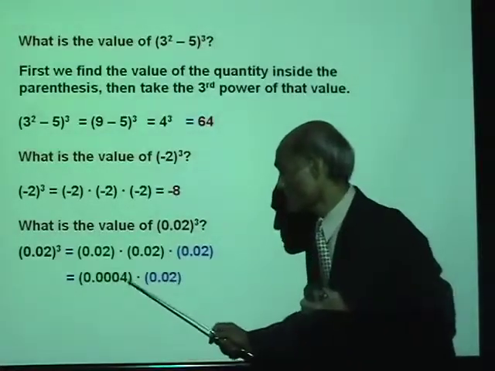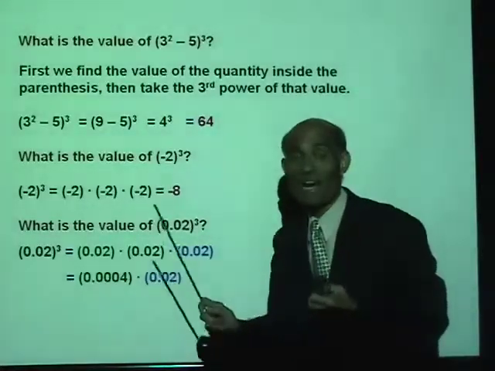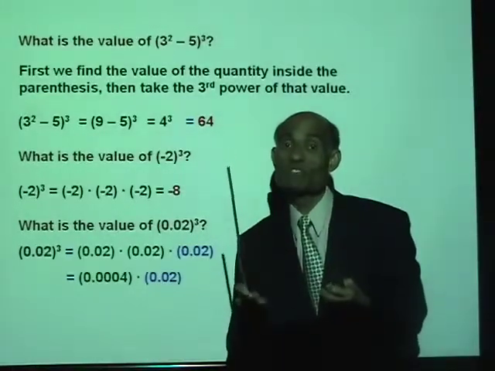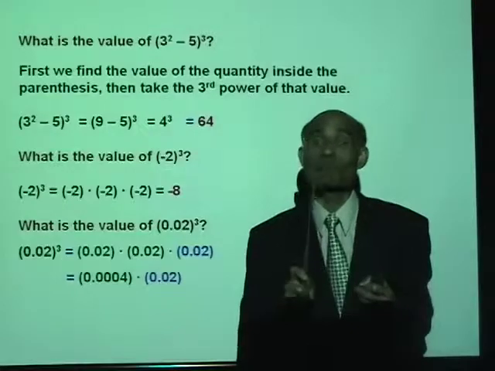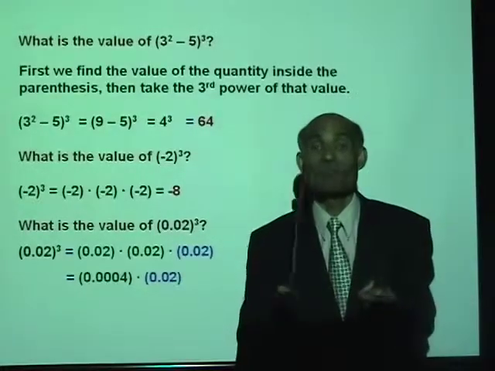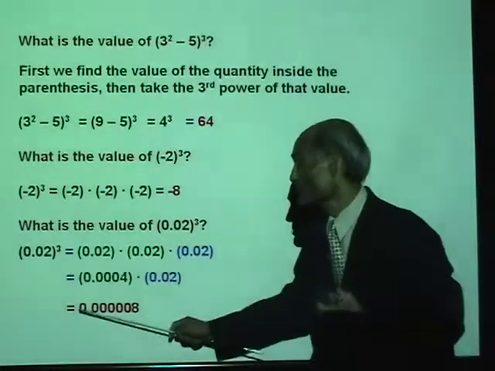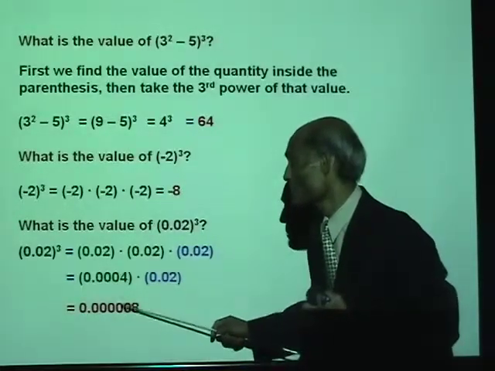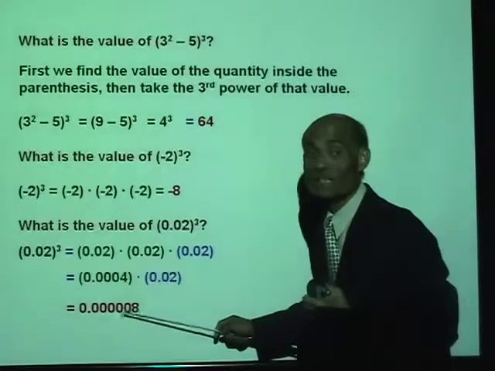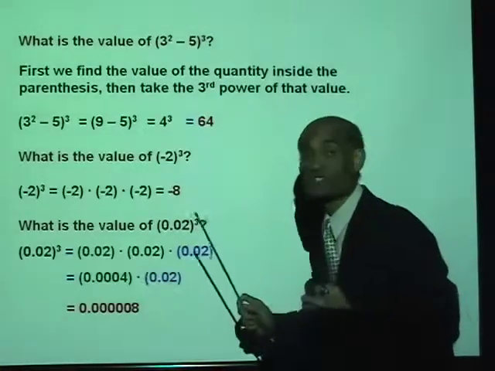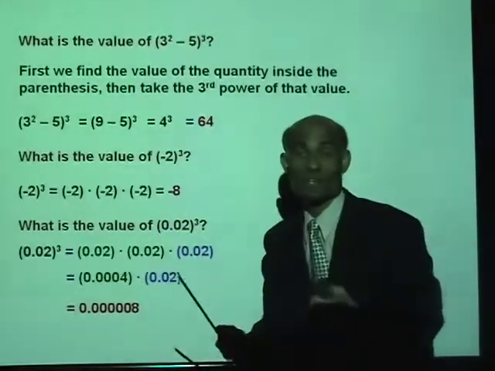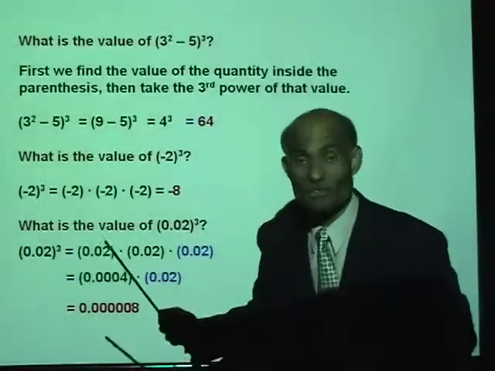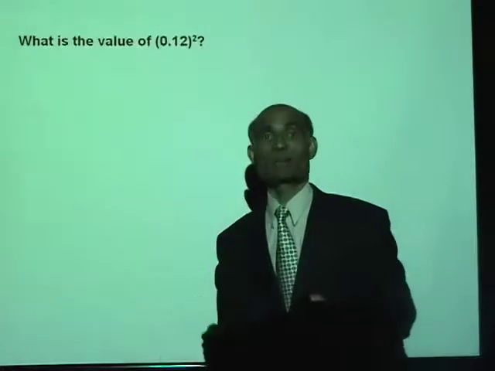Now, 2 times 4 is 8. And write 8 with 6 decimal places. How many zeros will come to the left of that 8? There will be 5 zeros. So the answer is 0.000008. There must be altogether 6 decimal places. Alright? I know some of you have problems with this. You need to practice this. Okay, let's move on.